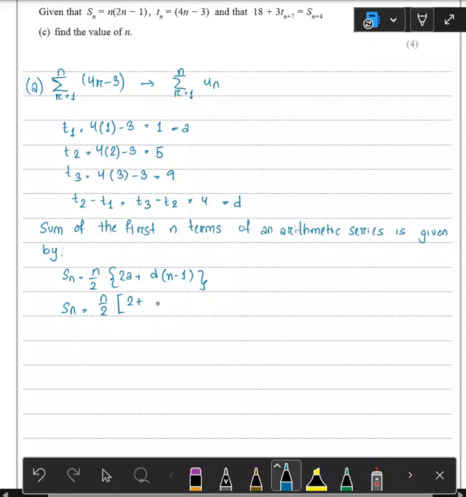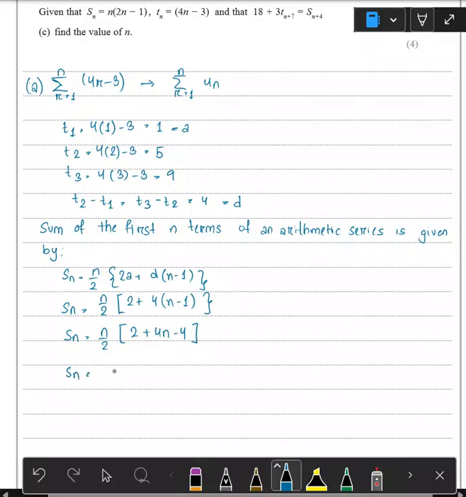Here the common difference is what? 4, right? We found that the difference between the second and the first term is 4, and the difference between the third and the second term is also 4. So we can say d is 4, n minus 1. N is just n, as we are trying to find the summation of the n terms. Now Sn is given by n by 2 bracket 2 plus 4n minus 4.